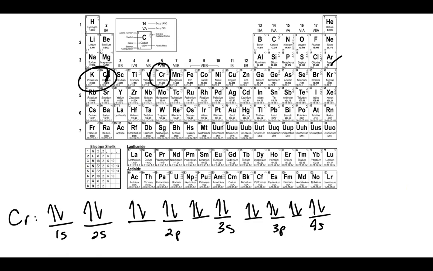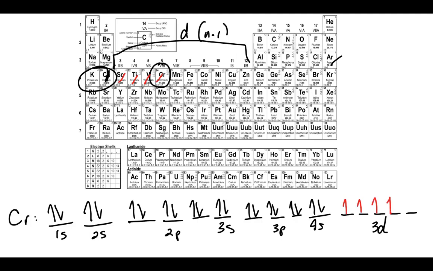Remembering once you get into the D block, which is groups 3 to 12, that's the D block. This is n minus 1. And the D block has 5 orbitals, so I've got 1, 2, 3, 4, 5 lines. And because it's n minus 1, we go down to 3d. Now, chromium is number 24, so you would expect it to have this configuration.